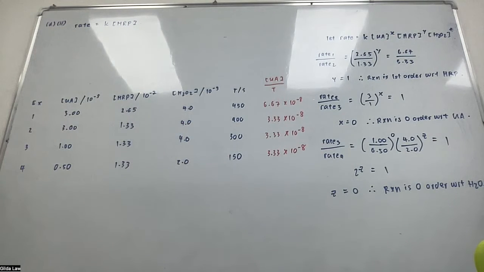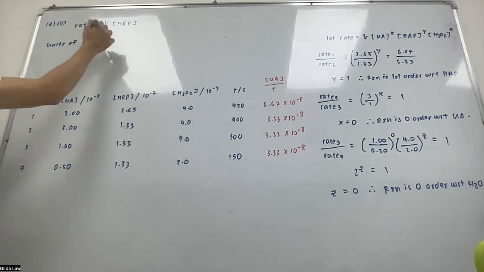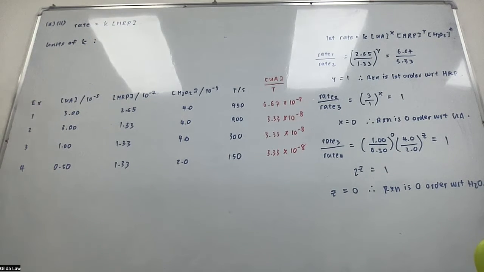Okay, so you have just one term in the rate equation. Then they ask for the units of k. So over here you just need to type. Again, if you're not sure, just shift it to the other side.